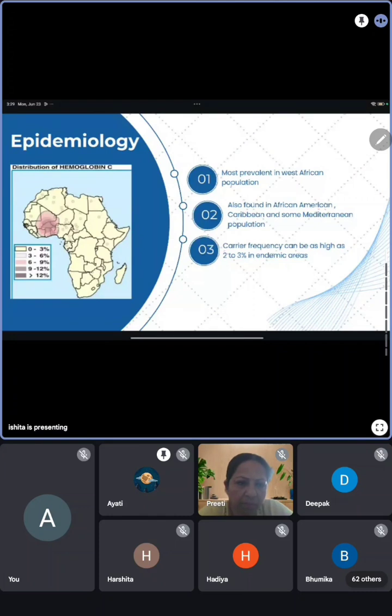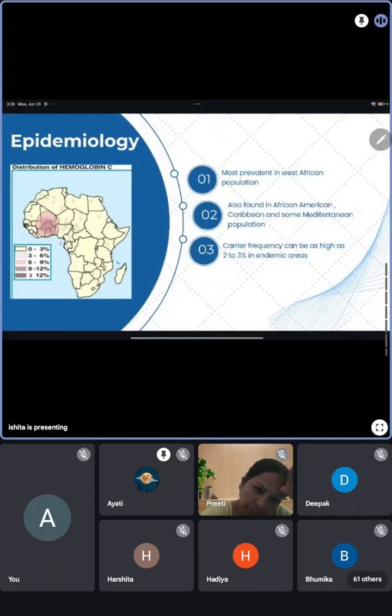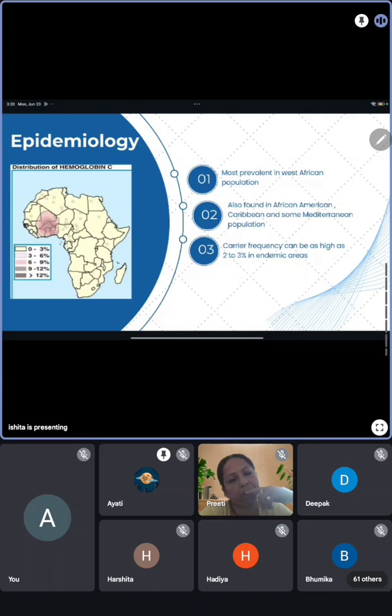So, where can we see this disease mostly prevalent? From here we can see the map. This is the darkest colored portion, where the frequency of this disease is much more than 12%. So it is most prevalent in the West African population, also found in the African American, Caribbean and some Mediterranean population. The carrier frequency can be as high as 2 to 3% in endemic areas. Endemic areas means areas where the carrier frequency, that is having the heterozygous pair of HBA and HBC, is very frequent.